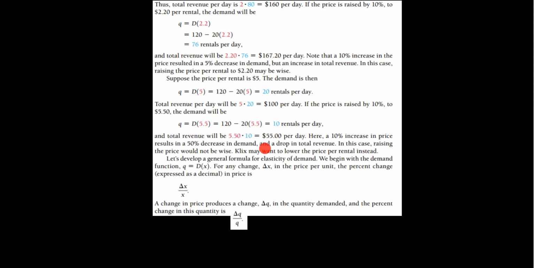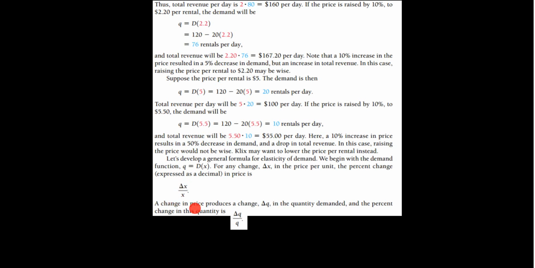All right. So down here, let's develop a general formula for elasticity of demand. Hopefully you see where the elasticity comes from. When we change one variable, another variable changes with it. So we begin with the demand function, Q is equal to d of x. For any change, we have the delta x, or in other words, change in x. So the change in x is the price per unit. The percent change in the price is the change in x over x, right?